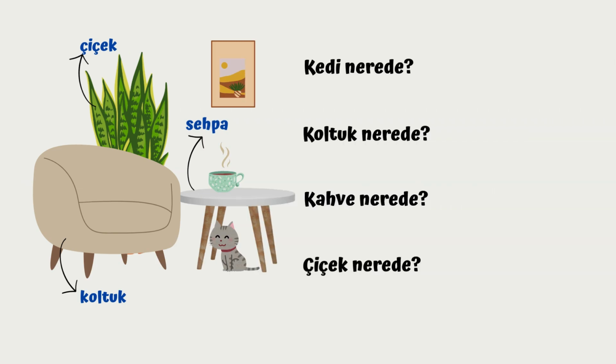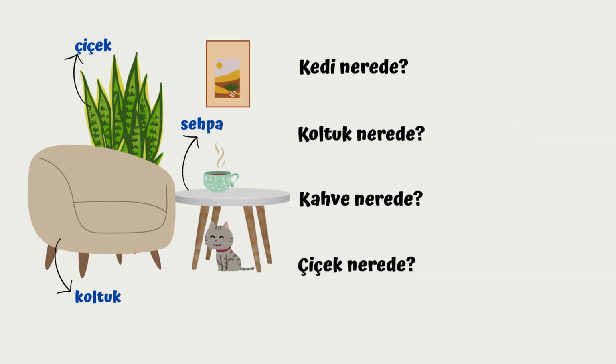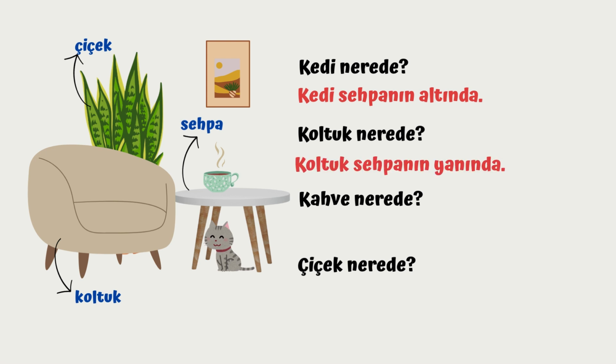Okay, let's practice even further. So I have this picture. Look at the picture very carefully, and I have 4 questions that you're going to answer. You can pause here if you want to, and I'm going to give the answers in a second. Good luck. Okay, are you ready? I'm giving the answers. Kedi nerede? And the answer would be kedi sehpanın altında. Koltuk nerede? So, koltuk sehpanın yanında.